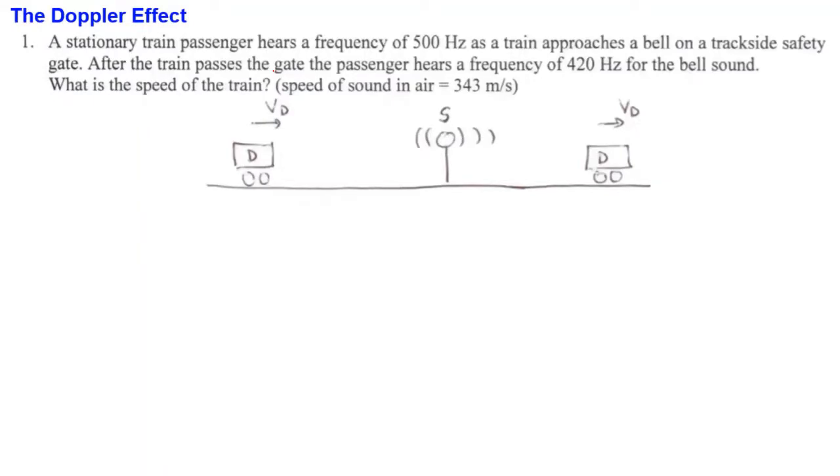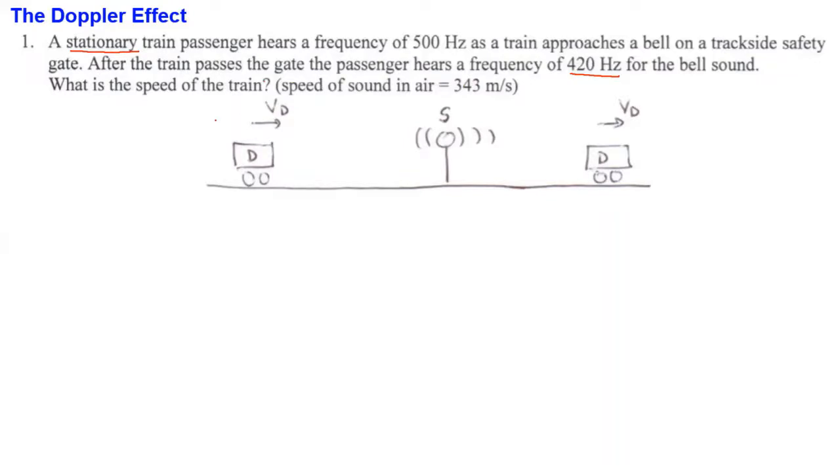Now let's solve this problem. Here we have a stationary train passenger who hears a frequency of 500 Hertz as the train approaches a bell on a track side safety gate. The passenger is comfortably sitting in the train, so he is stationary with respect to the train. But of course, the train is moving at constant speed. We'll come back to that. After the train passes the gate, the passenger hears a new frequency, which is 420 Hertz for the bell sound. What is the speed of the train?